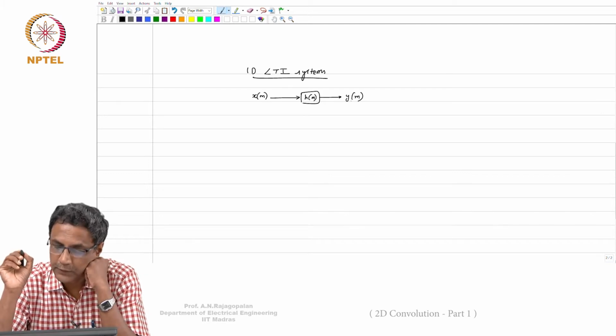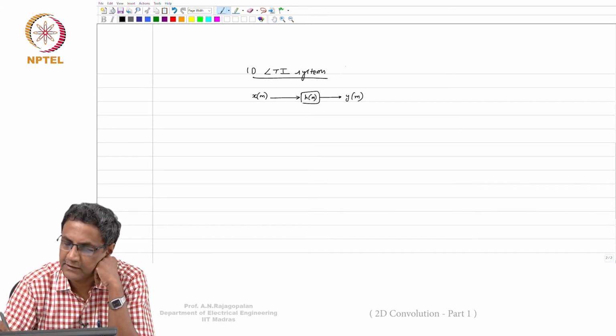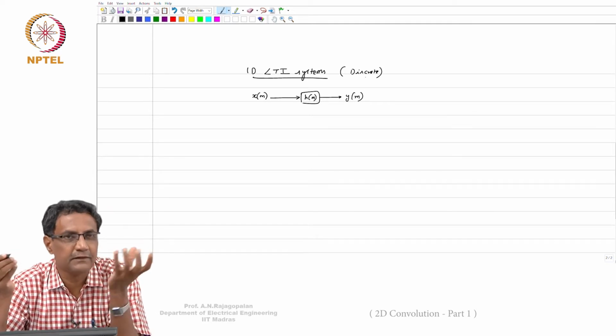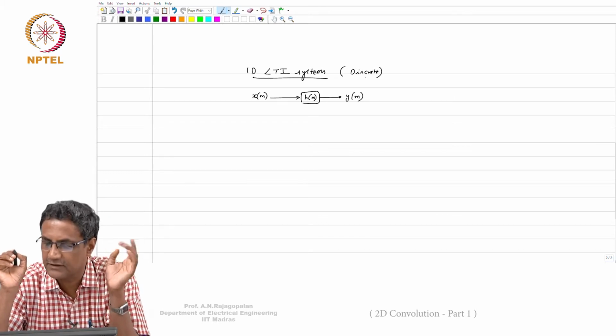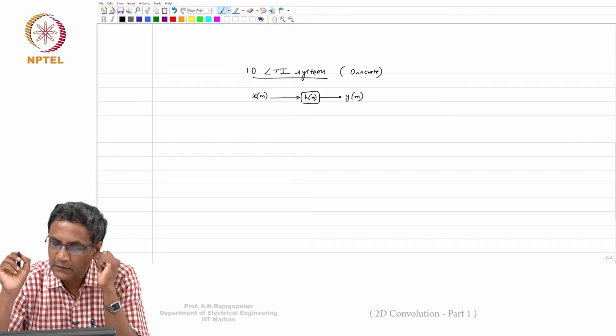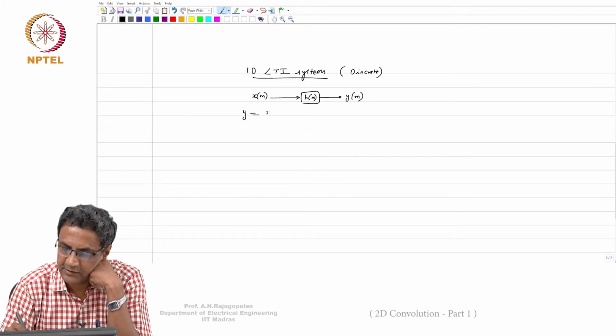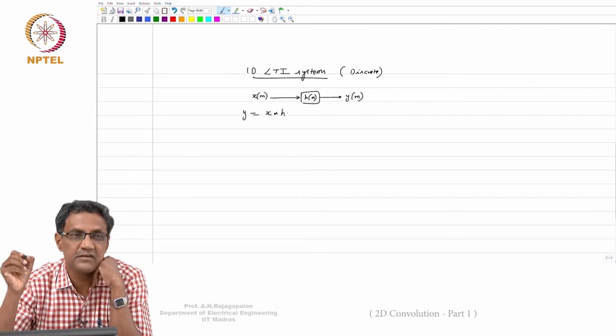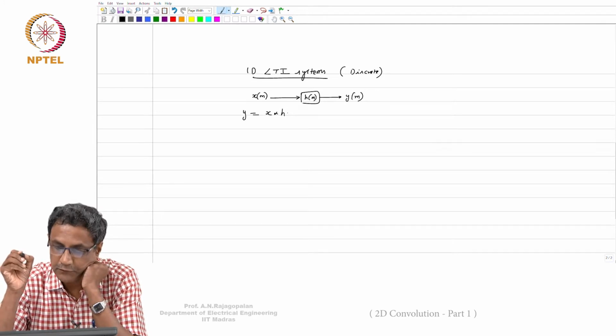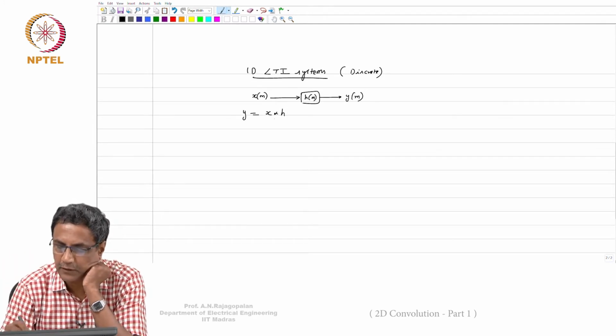Correct. Now we know that especially we are interested in a discrete system, because for images we typically deal with a discrete grid. So we'll just stick to the discrete case. Now we know that y can be expressed as x convolved with h, because it's LTI. We also know that this operation can also be represented in terms of a matrix multiplying x.